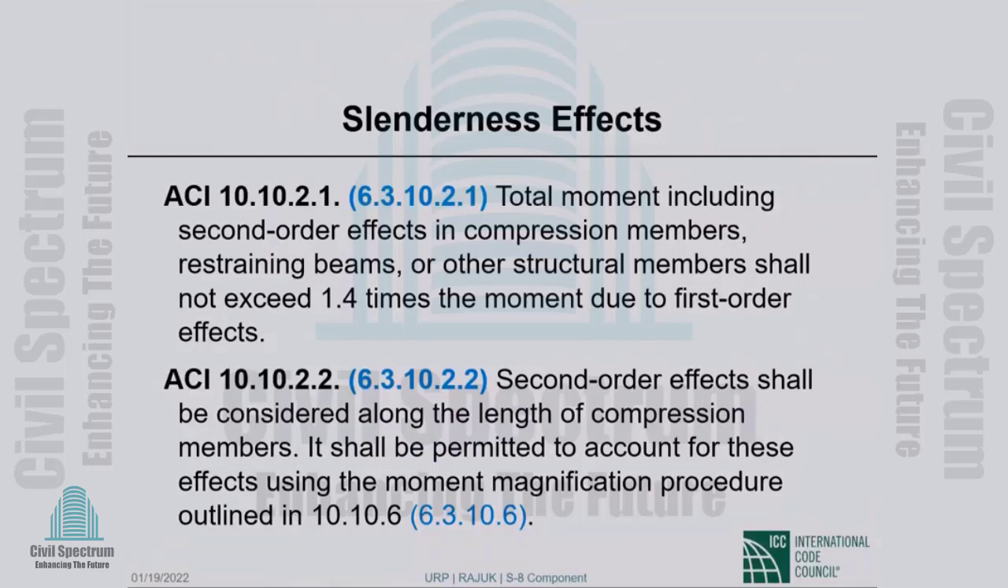Total moment, including second order effects in compression members, restraining beams, and other structural members, shall not exceed 1.4 times the moment due to first order effects. Okay, so total moment, including slenderness, cannot exceed 1.4 times the first order moments. That is a pretty important upper bound that has been agreed to by the committee.